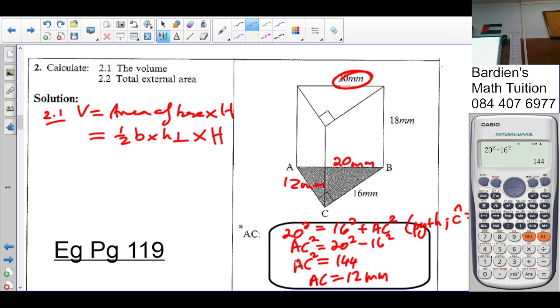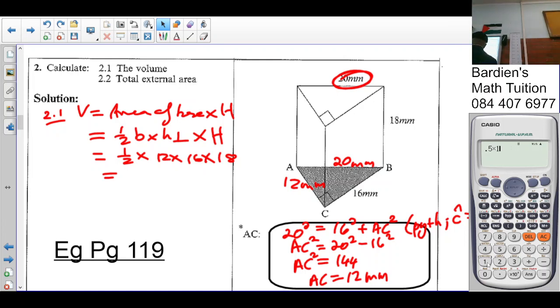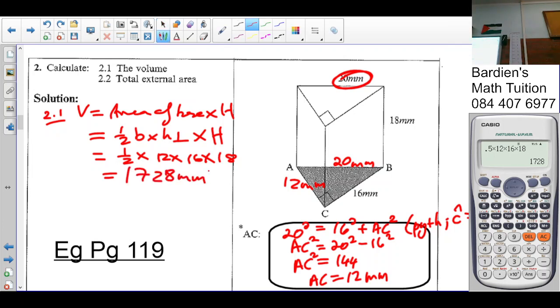Alright. So let's go. It will give you half. My base is 12, my height is 16, times the depth of the object, which is 18. It's going to be half times 12 times 16 times 18, which is 1,728 millimeters cubed.